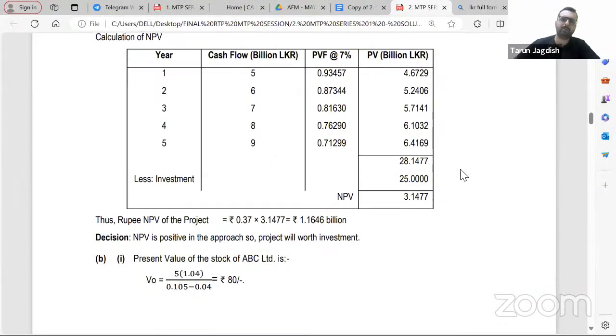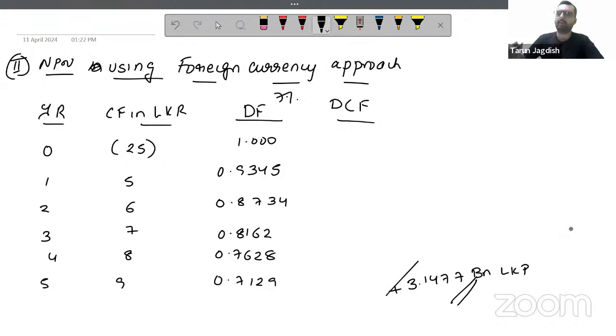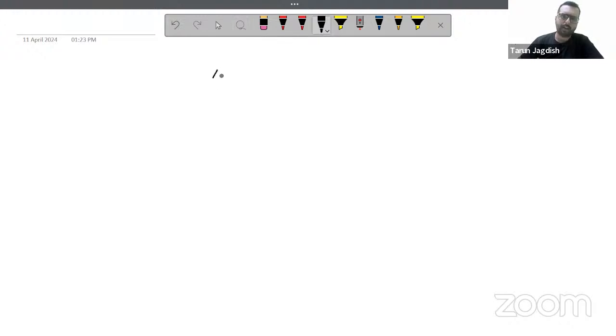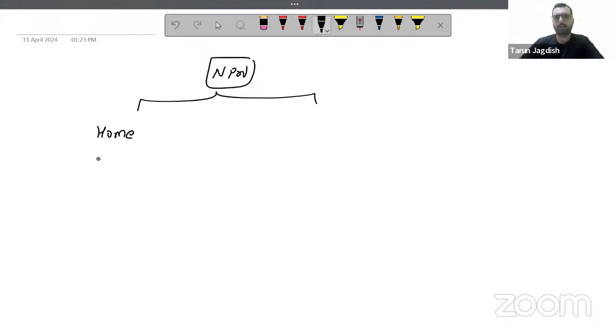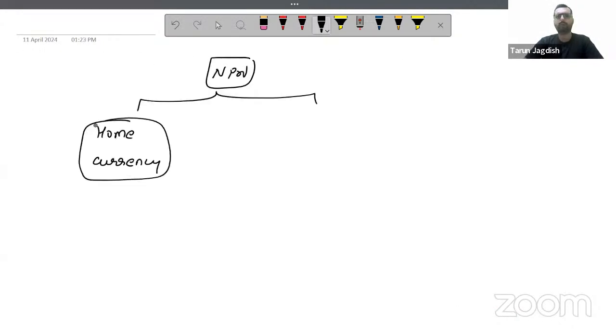So you get the answer. I'm not doing the remaining part, friends. You will get 3.1477. So friends, both the NPVs are positive. I have told you NPV under home currency and foreign currency will actually give you the same answer. So I'll come over here and I'll write down NPV under home currency. I think you got the answer as 1.1216. This is billion, no, sir? Billion. Everything is in billion.